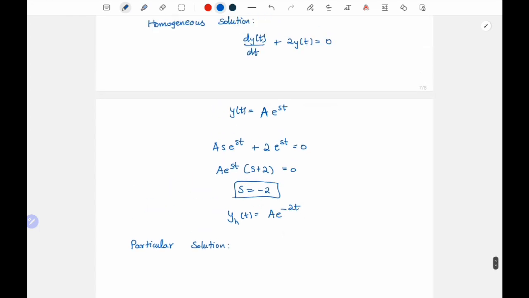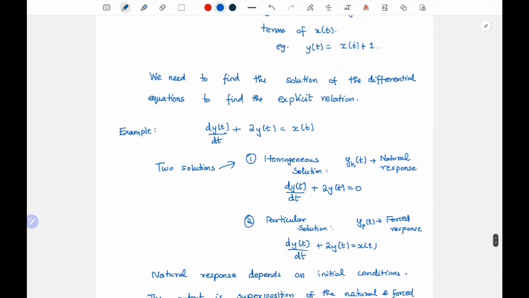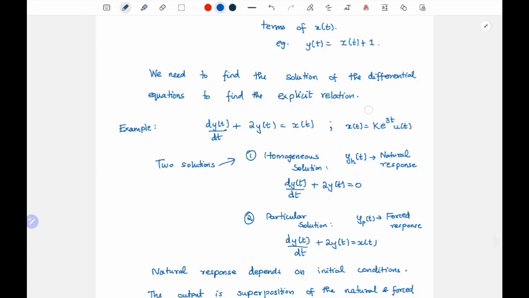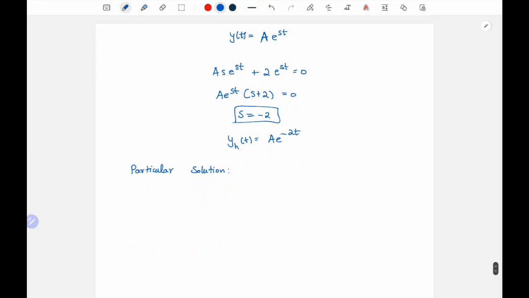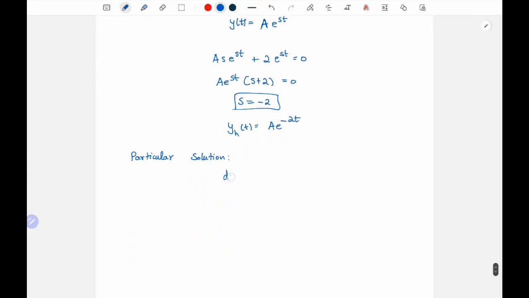So for this we look at the input. I think here the input is something like x of t is equal to k e power 3t u of t. Okay. So what will we have on the right hand side? So dy of t by dt plus 2y of t is equal to k e power 3t u of t.